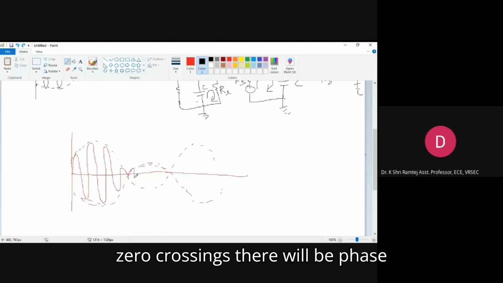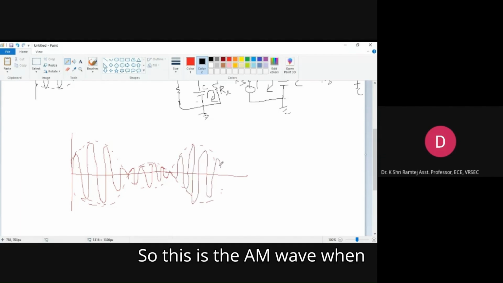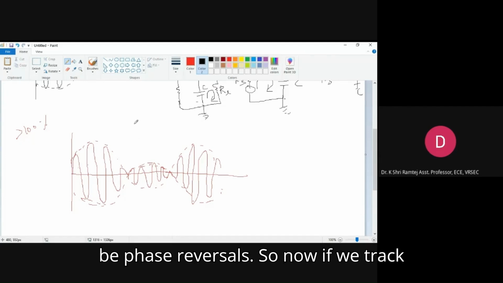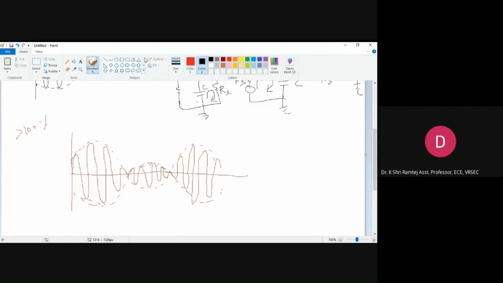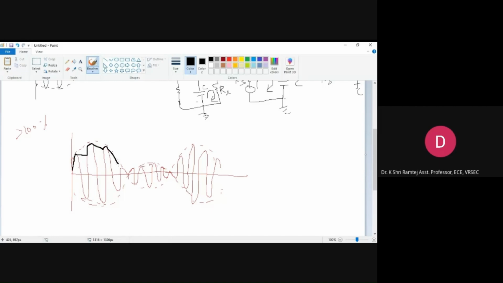For the over modulation case, at zero crossings there will be phase reversal, something like this. So this is the AM wave when percentage modulation is greater than 100%. So at zero crossings there will be phase reversals. Now if we use an envelope detector in this case, the output will be something like this. This is how we get it. We get the output like this, but the actual output is like this one.